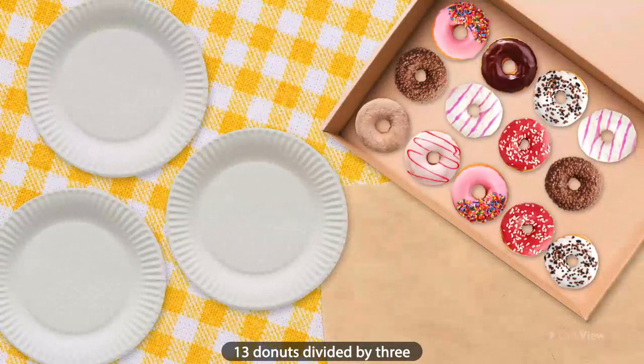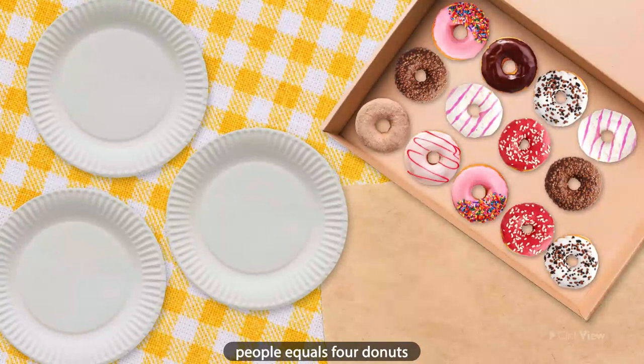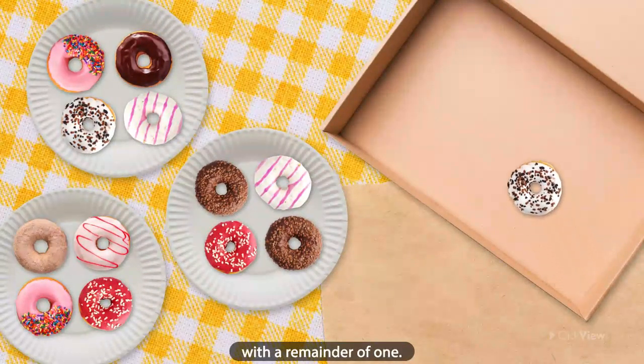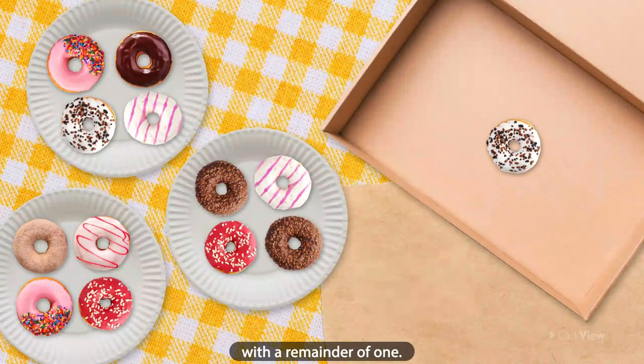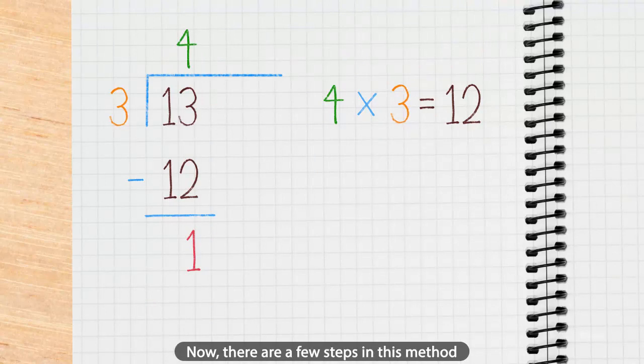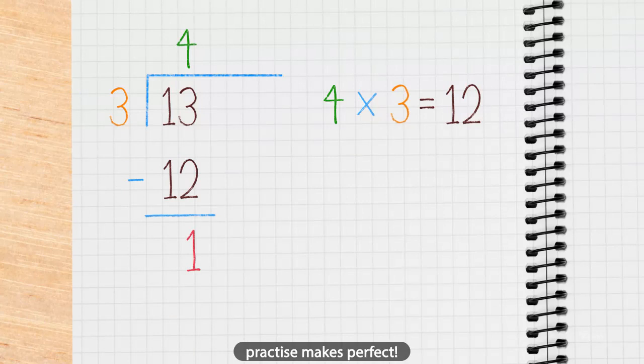13 donuts divided by 3 people equals 4 donuts with a remainder of 1. Now there are a few steps in this method, so don't forget that practice makes perfect.